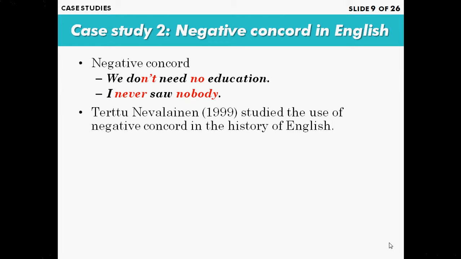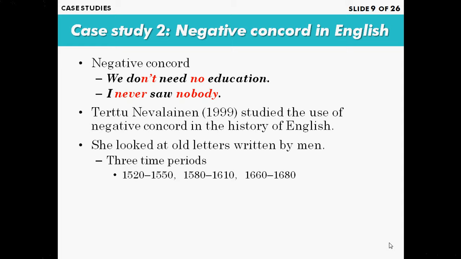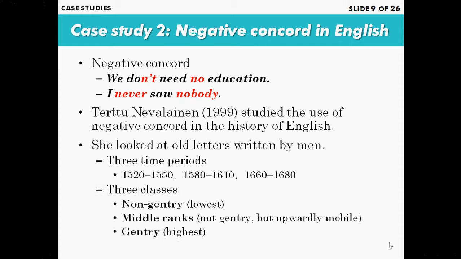And there was an interesting study done using historical materials surveying the use of negative concord across the history of English. This linguist, she looked at letters written by men. So this goes back to long before we had audio recordings. So the next closest representation of speech you could get would be people writing letters. So she looked at 3 time periods, 1520 to 1550, 1580 to 1610, and 1660 to 1680. So 3 samples that are clearly distinct in time.